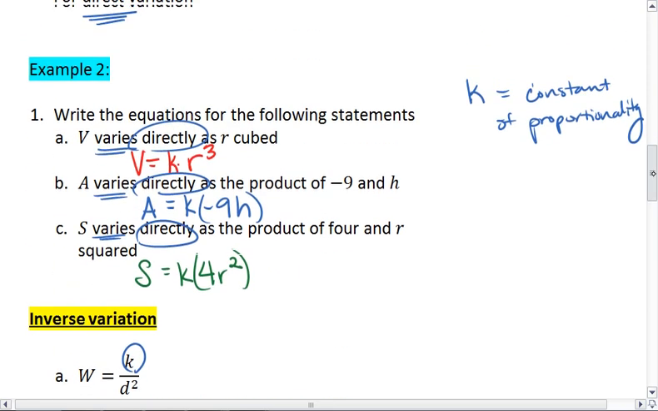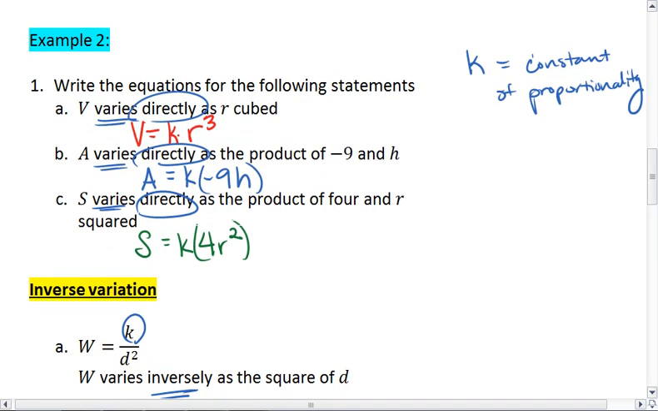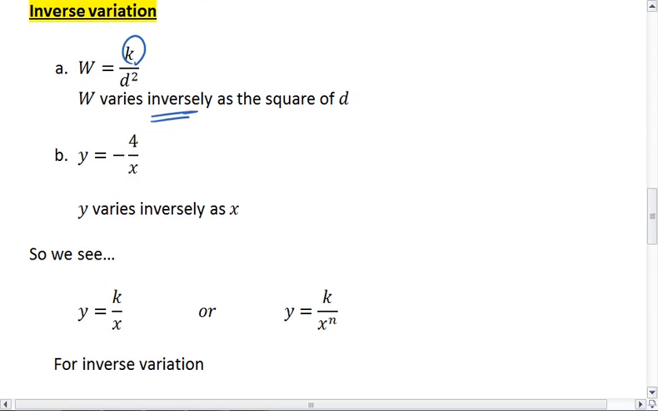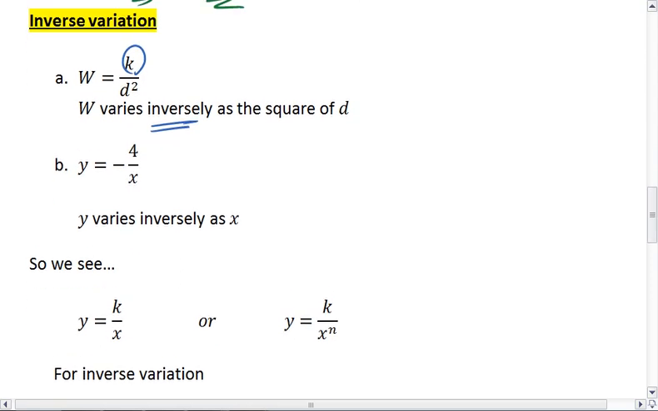And this is different than direct variation. In direct variation, we see that as r, for example, gets bigger, v gets bigger. As -9h gets bigger, a gets bigger. As 4r squared gets bigger, s gets bigger. With inverse variation, that relationship is inverted. As d squared gets bigger, w gets smaller. As x gets bigger, y gets smaller.